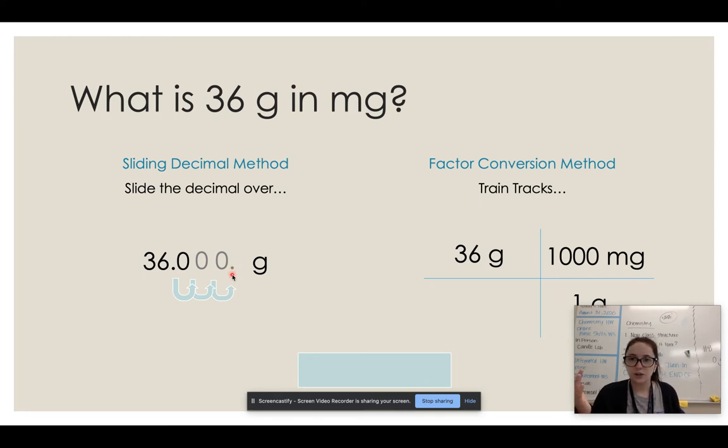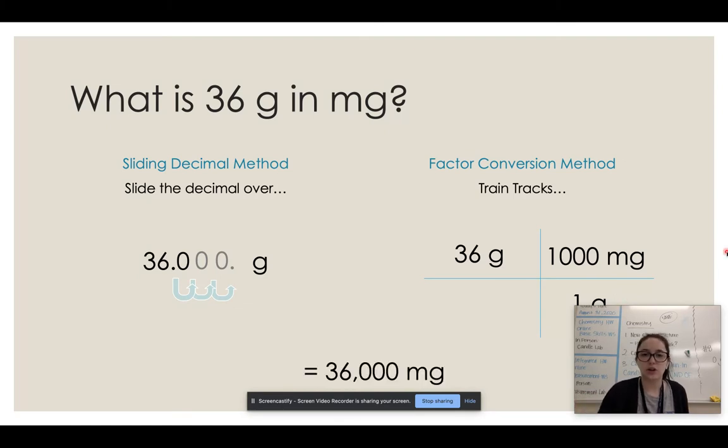Another way to do this is the factor conversion method with train tracks, where you'll cross cancel the units right here. So here's my grams, I cross cancel my grams, I multiply across, divide by anything on the bottom. Regardless, I should end up with the answer of 36,000 milligrams. So whichever way works best for you is fine, as long as you understand how to get there.